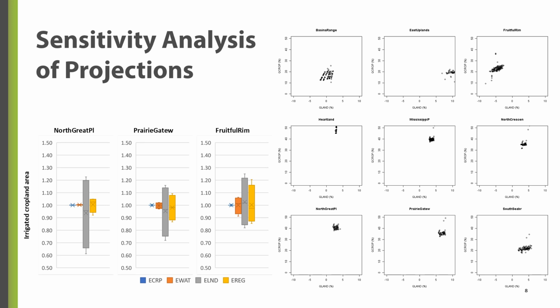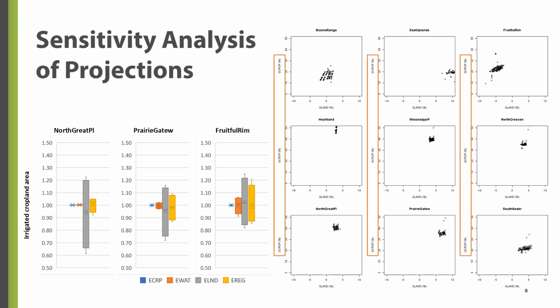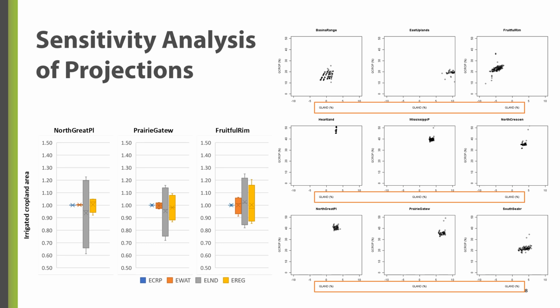We've also performed sensitivity analysis for this model. The figures on this slide are based on 241 runs of the SIMPLE-G model with different combinations of parameter values. The bar charts show the sensitivity of the projected irrigated area to each parameter, where ECRP is the substitution elasticity, EWAT is the water supply elasticity, ELND is land supply elasticity, and EREG is the product differentiation parameter. On the right-hand side, QCrop refers to crop production, and QLand refers to cropland area.